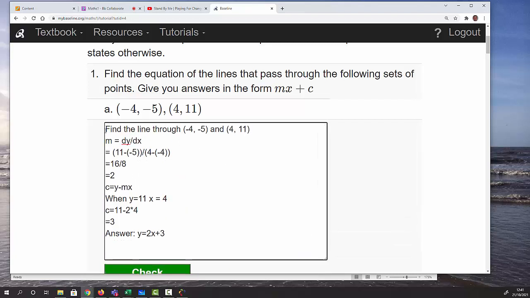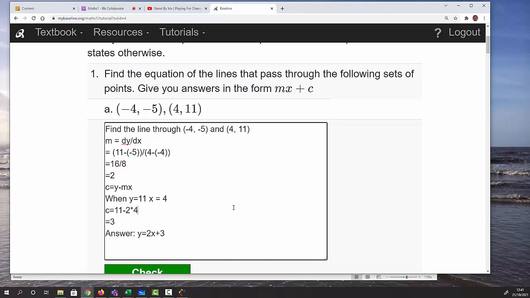I've started by stating what the question is, find the line that goes through those points. I've then said this is how you find the gradient, then I've found the gradient, then I've said this is how you find the y-intercept. I've then found the y-intercept, and then I've stated my answer. So that is a full answer to the question. It's given you all of the bits that you need to answer that question fully.